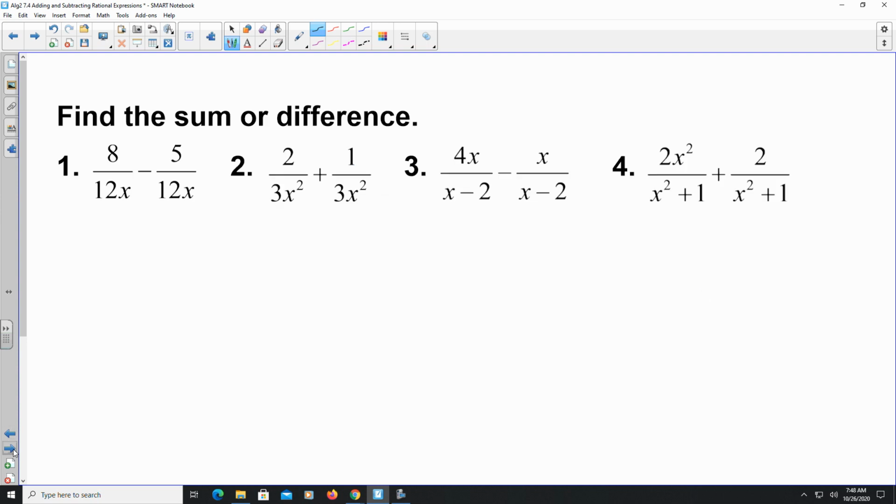So all of these problems here have like denominators. So all we're doing is combining the numerator, combining like terms when necessary. So for number one, we know 12x is going to be in our denominator, and then it's just 8 minus 5, which is 3. In this particular one, you can simplify this further because both 12 and 3 are divisible by 3, so this is going to be 1 over 4x.